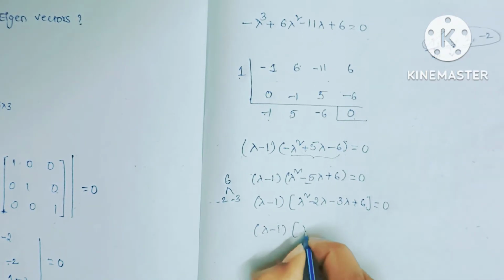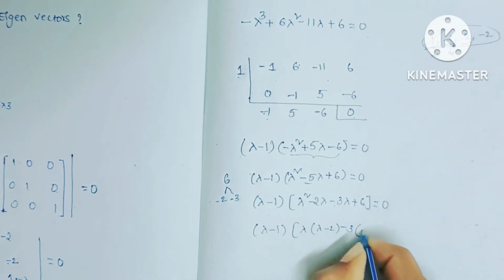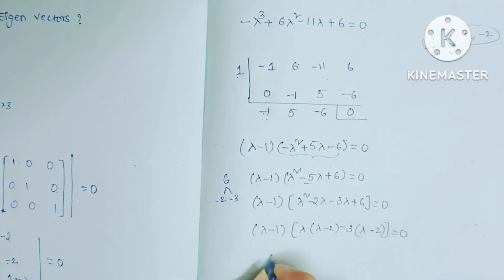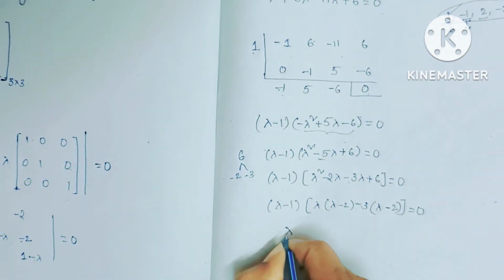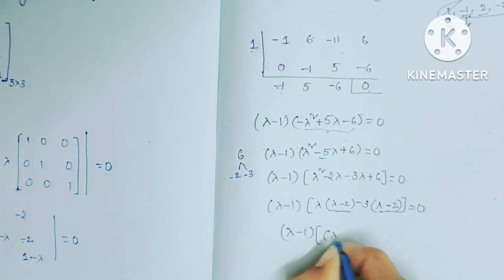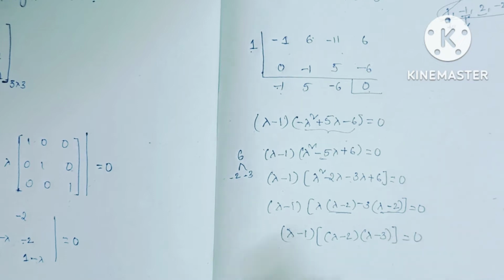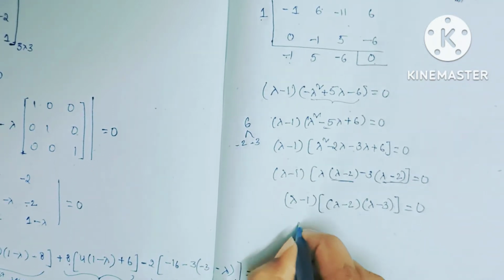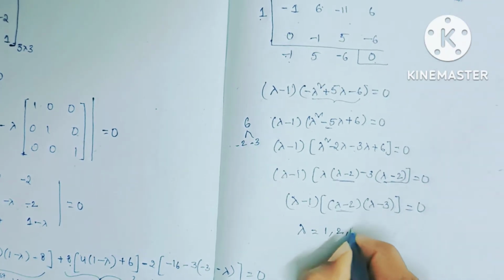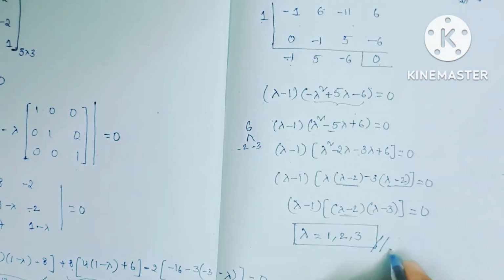Here we can take lambda common, so lambda minus 2. Here we can take 3 common, so lambda minus 2, 3 twos are 6, which is equal to 0. From here we'll get lambda minus 1 into, here also we can take lambda minus 2 as common and we will get lambda minus 3, which is equal to 0. So from this we can say that lambda equal to 1, lambda equal to 2 and lambda equal to 3. So these are the eigenvalues for the given matrix.